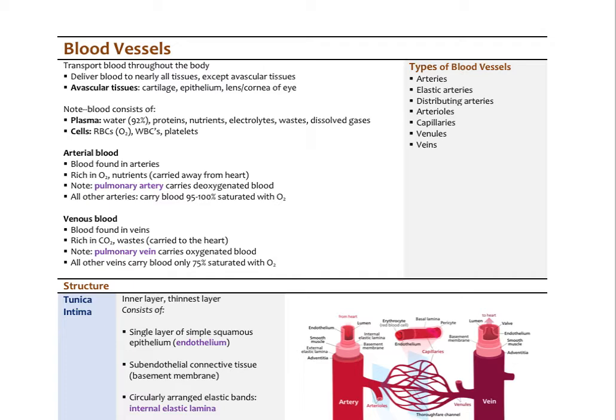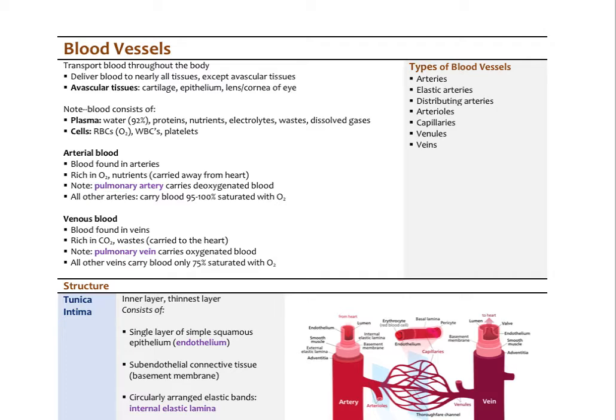So blood vessels transport blood throughout the body, and again, that consists of the plasma and the cells. They deliver blood to nearly all tissues except what are called avascular tissues, and that would be cartilage, the epithelium in the skin, so skin epithelium, or really any epithelial layer. So technically the endothelium is a type of epithelium, but also, for example, in the gut lining, all those cells are epithelium. In your respiratory tract, that's epithelium.